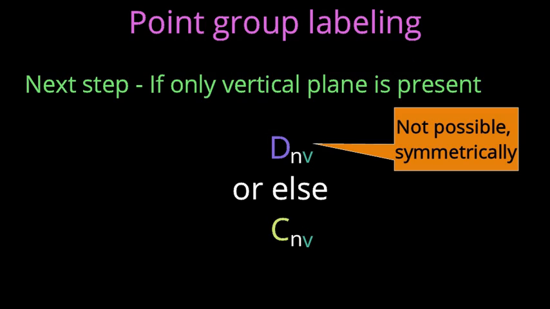But suppose dihedral plane is not there, horizontal plane also is not there, only vertical plane is there. No option, no choice, we need to represent it as v. So it can be Cnv or Dnv. Here, existence of only vertical plane is impossible for dihedral point group. It means Dnv as a point group is not possible symmetrically.